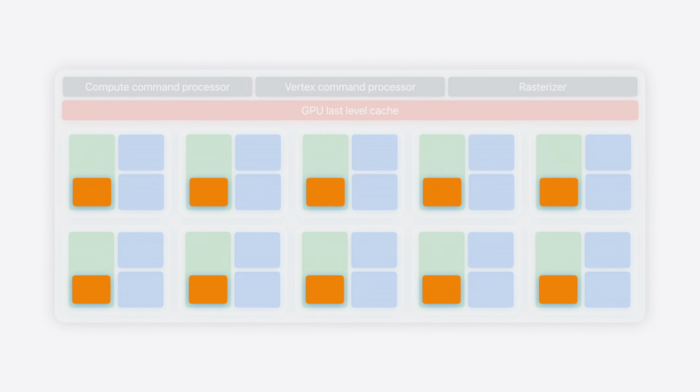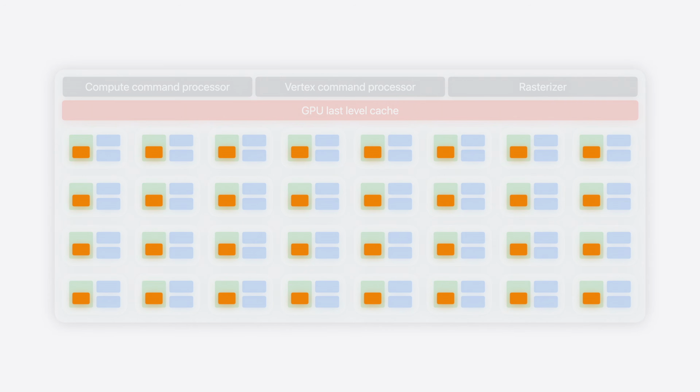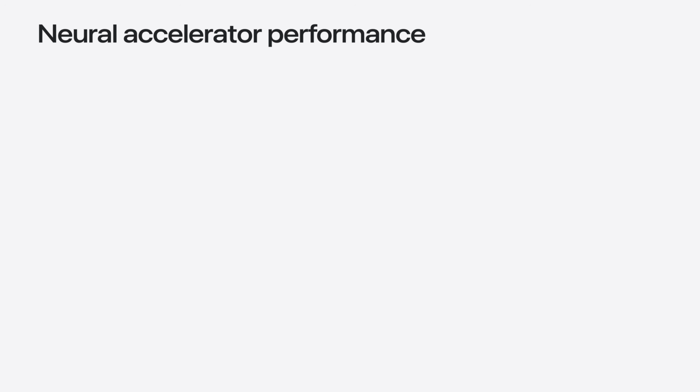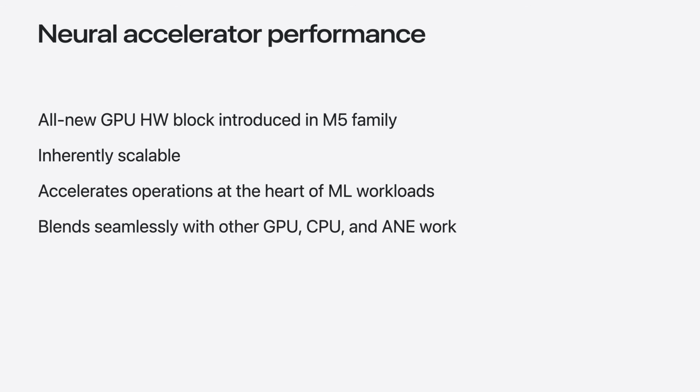Zooming back out to our M5 diagram, note that each shader core has its own neural accelerator. And as we move up to the M5 Max, this same pattern continues. The neural accelerators and the performance boost that they provide scale directly with the shader core count. So, to recap, neural accelerators are a new hardware block in M5 which dramatically accelerates matrix multiplication. They're inherently scalable, accelerate operations at the heart of ML, and interoperate seamlessly with other GPU, CPU, and ANE work.